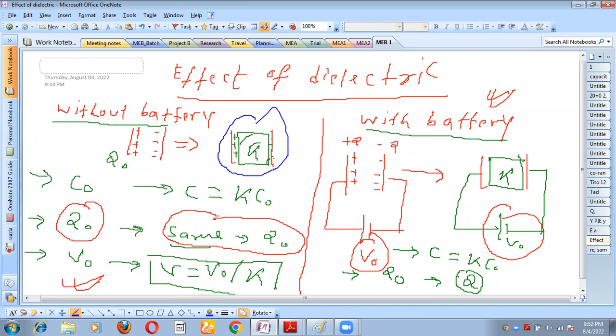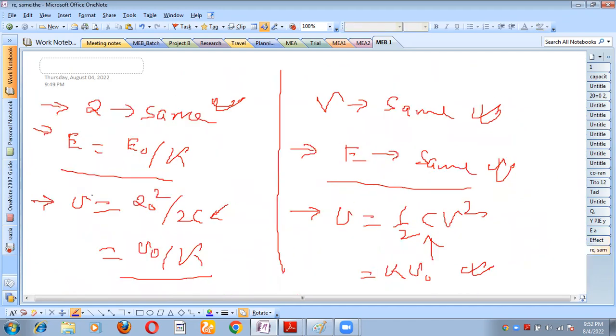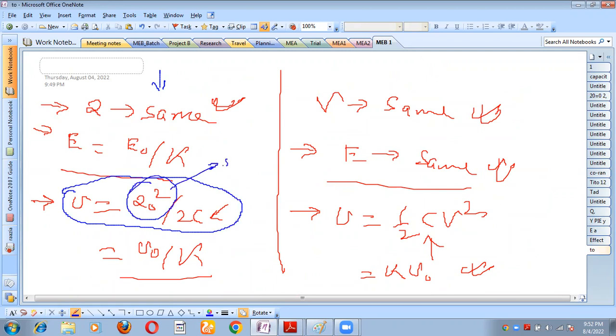Sir, can you explain that potential energy again? Potential energy. Here, in the first case without battery, what is potential energy? Q naught square by 2C. So here charge remains the same, and capacitance increases, becoming KC. So potential energy will become U naught by K. Getting my point? Yes, sir.